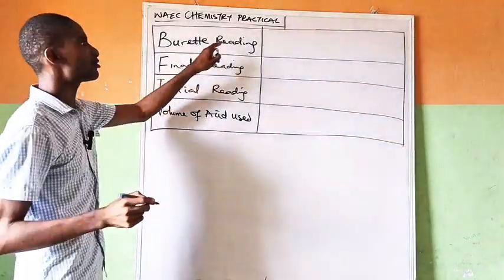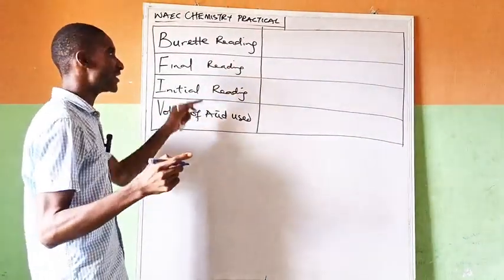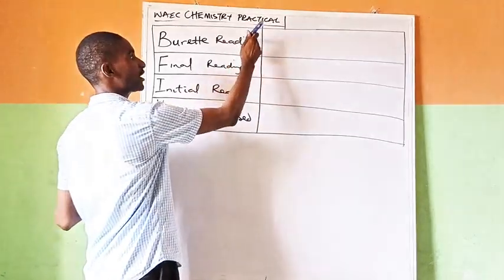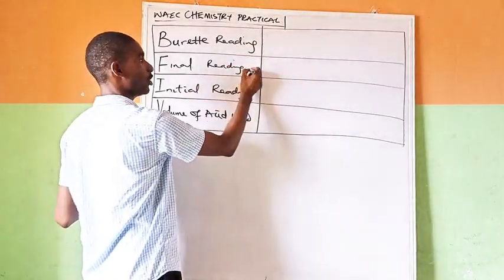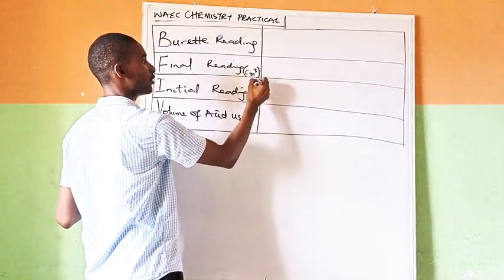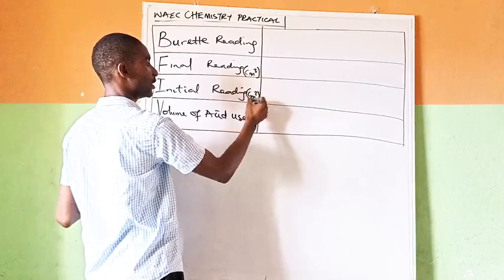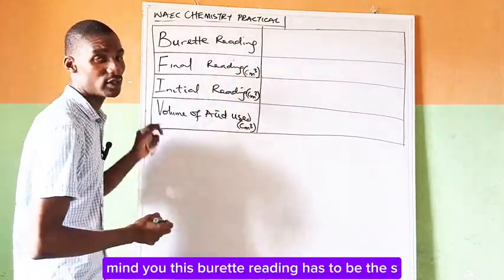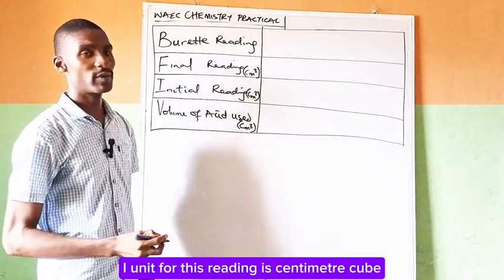Mind you, the SI unit for this burette reading is centimeter cube. You can either write centimeter cube once here, and it covers for everyone, or you repeat it: centimeter cube, centimeter cube, centimeter cube. Ensure you have that SI unit, so that you will not be penalized.